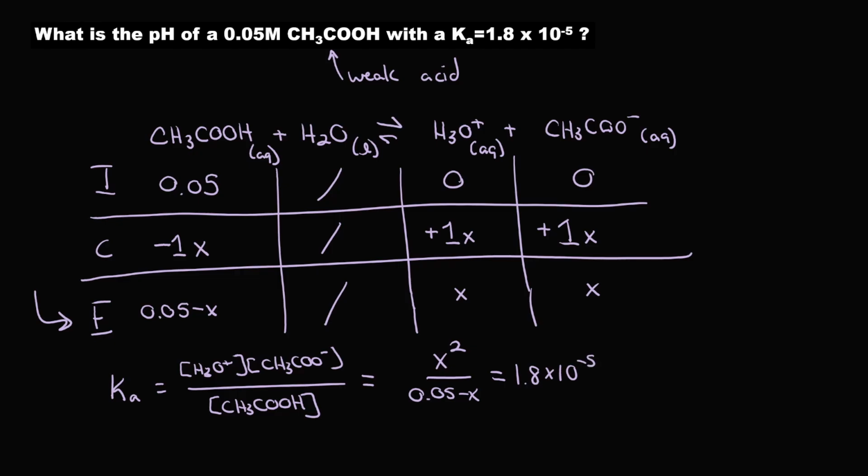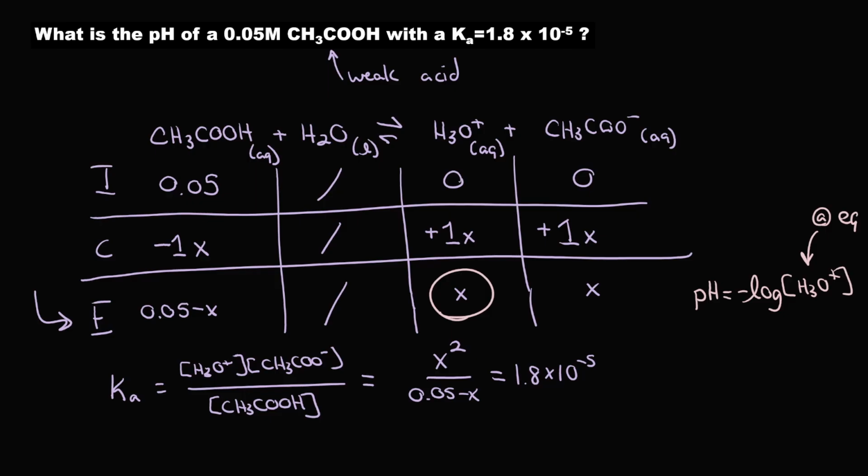The reason why I'm doing this is because we need to find X in order to find our pH. Because pH, remember, is going to be negative log of our H3O+ concentration. And this is going to be the H3O+ concentration at equilibrium, which is just going to be this box here, which is just X. So if we can find X, we can find our pH of this specific weak acid solution.